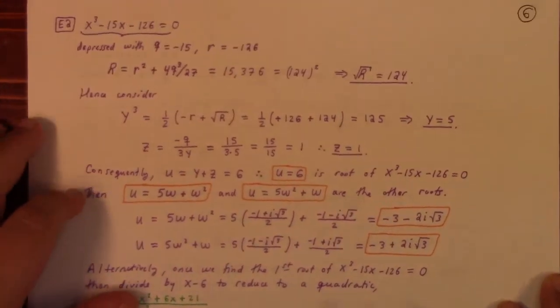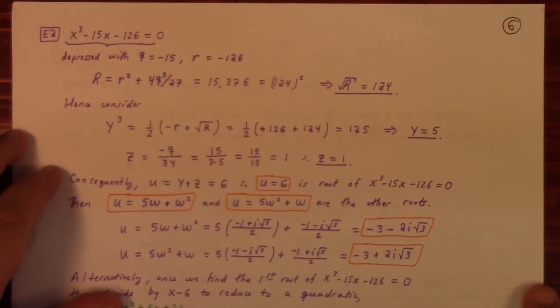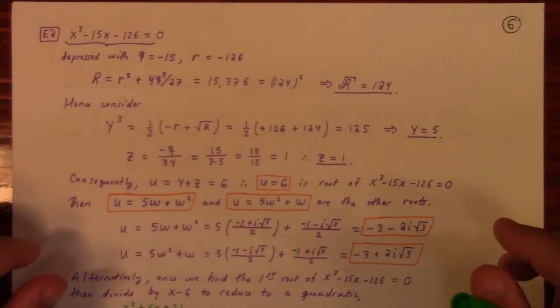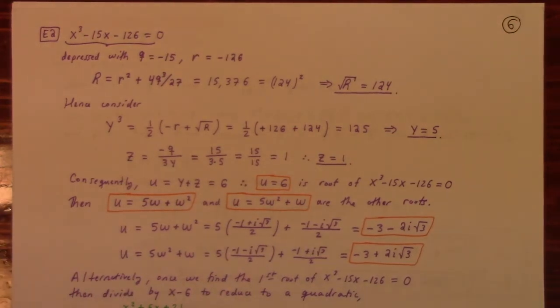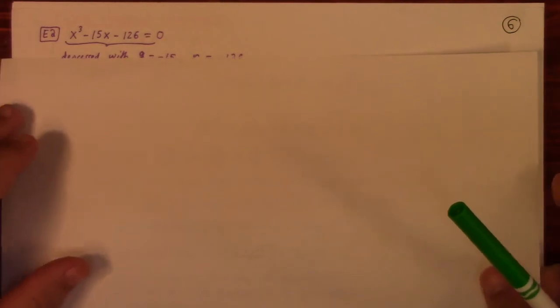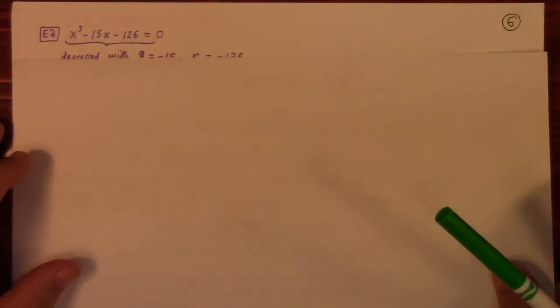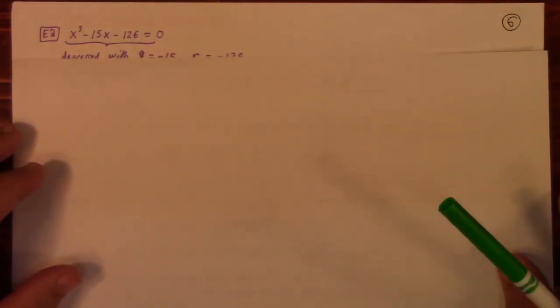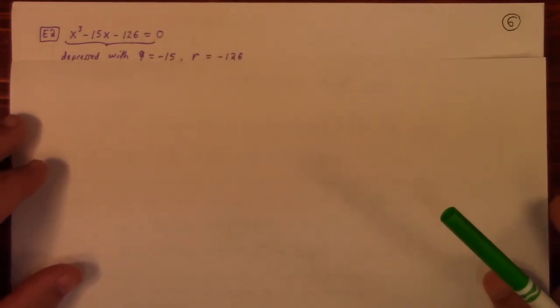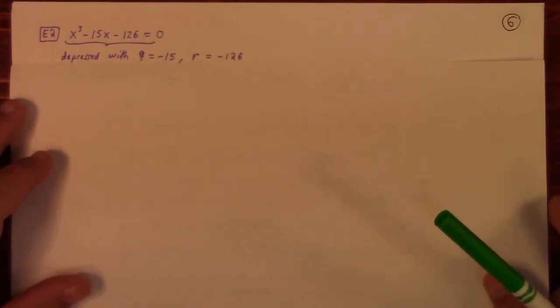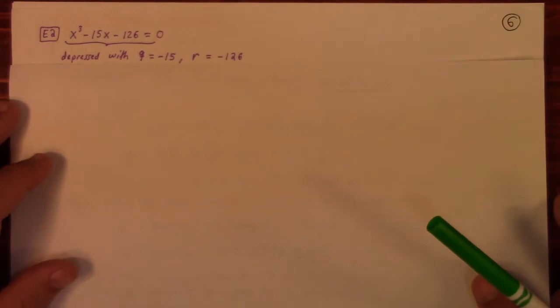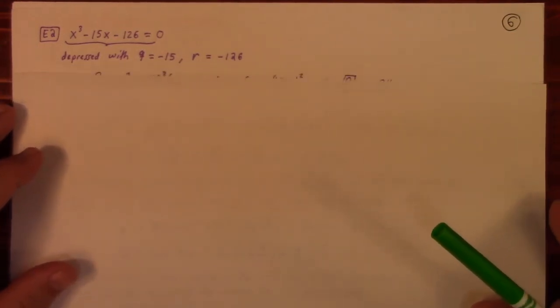Here it is, example 2. Where's my cover sheet gone to? One moment, here it is. So we have x cubed minus 15x minus 126 equal to 0. It's already depressed, thankfully, and the coefficients q is minus 15 and r is minus 126.